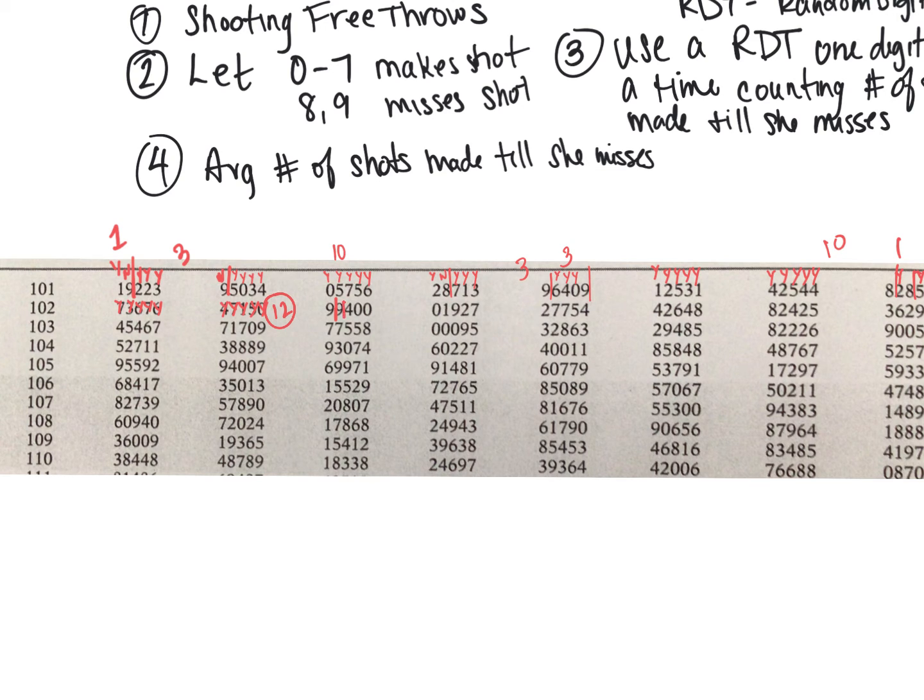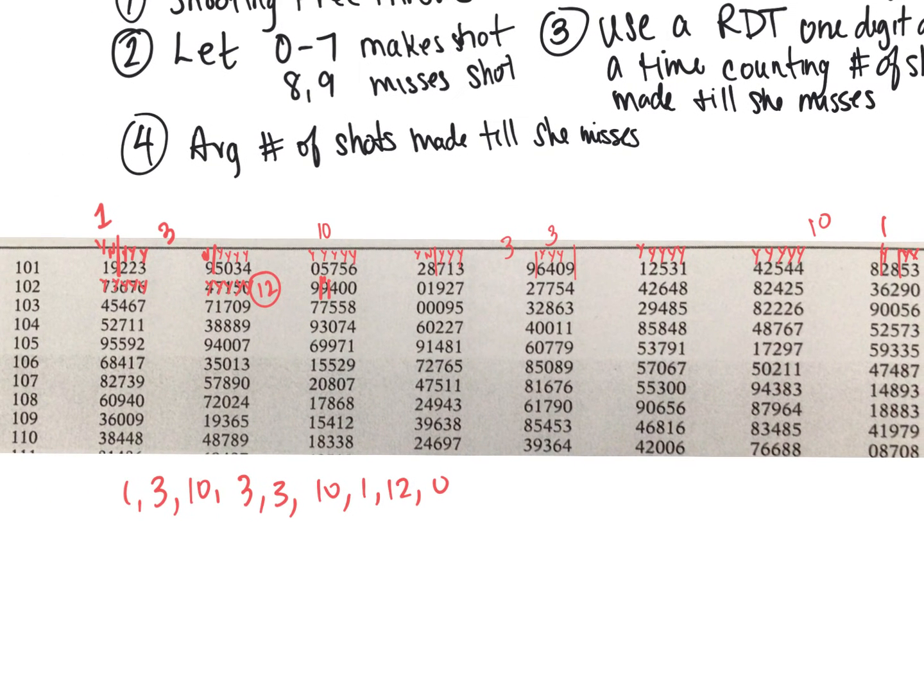Next one is 0. So we're at 1, 3, 10, 3, 3, 10, 1, 12, 0. Those are our trials so far, right? How many she made before she missed. I'm just copying down the numbers that I wrote up here, so eventually I can make sure I get 10 of them.